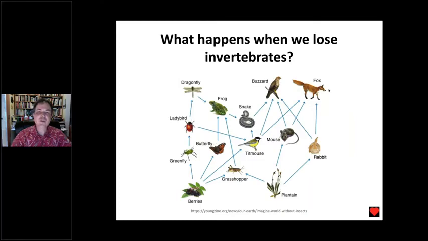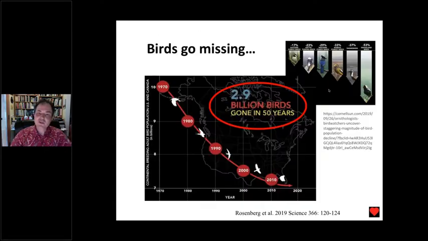So what happens when you lose these pollinators and other invertebrates? Well, they have knock-on effects on ecosystems because they are part of the food chain, and other creatures are relying on them for food. So if you take them away, well, then you have other creatures that go missing.